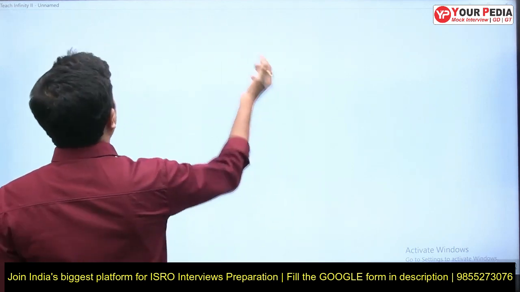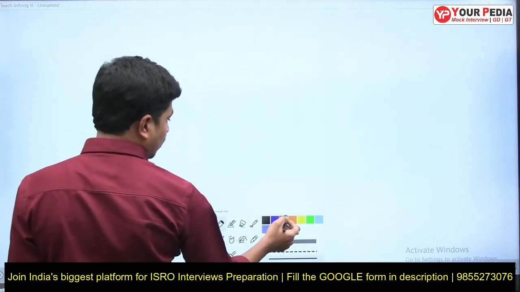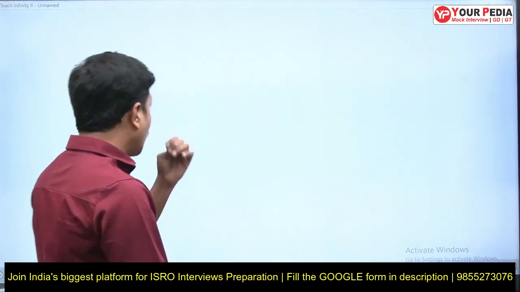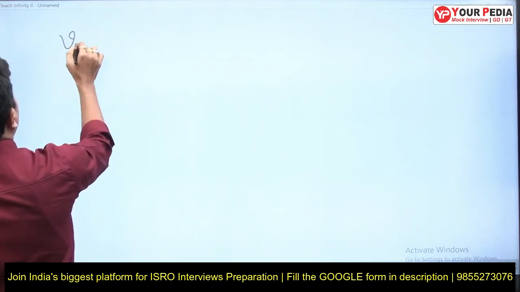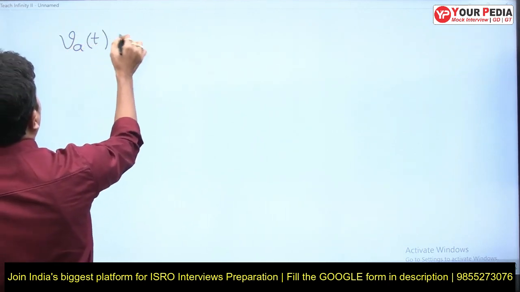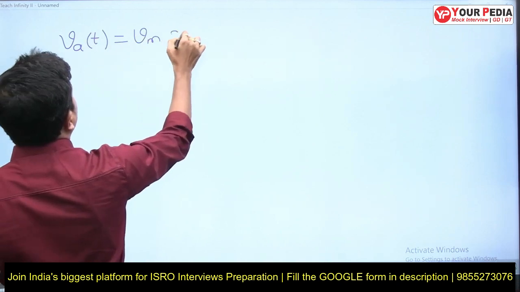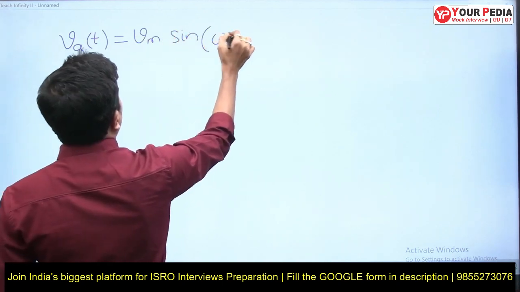Let me take first of all, what does it mean by a balanced system of currents? Or let's take a balanced system of voltages. I have three phase voltages. This balanced or unbalanced will come only for a three phase system, not for a single phase system. Now I have phase A, VA of t, which I am writing as Vm sine of omega t.